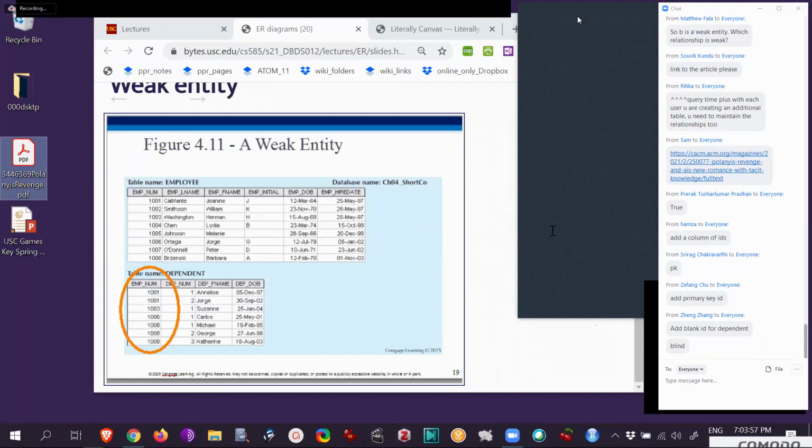Add a primary key, yeah, exactly, add a blank ID. So Zhang had the right answer. How do you make it not be weak anymore? Don't do it like this. Monotonically increment 1, 2, 3, 4, 5, 6, and make the employee number be some kind of foreign key. That's the answer. Okay, good. So you guys get it.